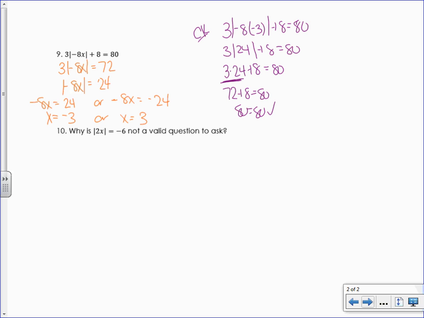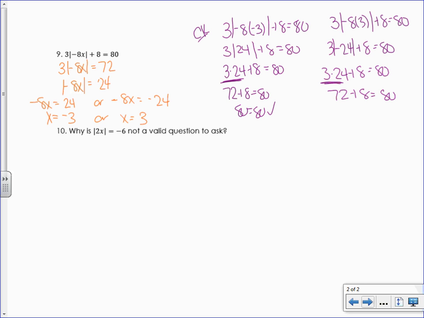And we do the same thing with positive 3. Now you're going to have a negative 24 inside your absolute value. But the absolute value of negative 24 is just positive 24. So it ends up being the same thing that we had. Order of operations, we get 72 plus 8 equals 80. So 80 equals 80. Woohoo!